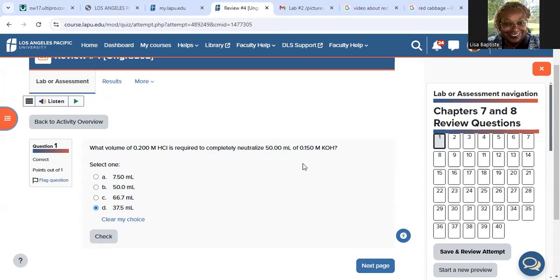For this particular problem, you are looking at a neutralization between a strong acid, which is HCl, and a strong base, which is KOH. To do this type of problem, where you're looking for a volume and you're given the molarity of two different substances, you do need to show the balanced chemical equation. I want to stop sharing this and show the whiteboard so that we can go through how to do this type of problem.